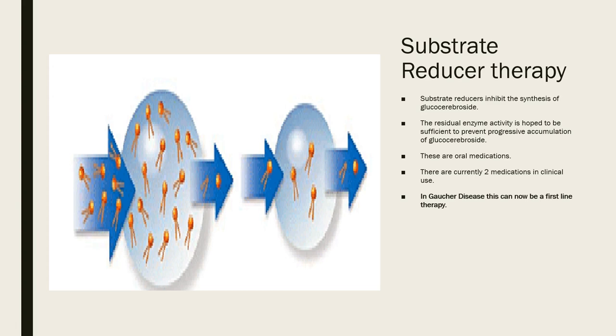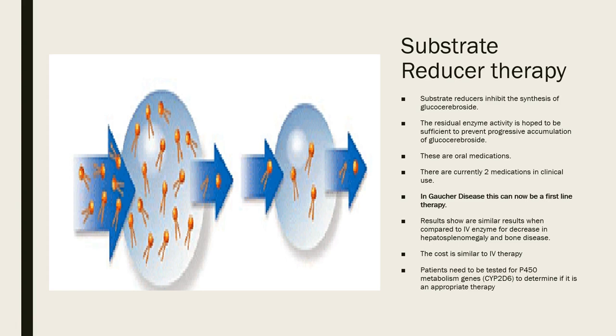So we get to these patients before they have such severe issues that they have to have their spleens out or their livers. Well, you can't really take their liver out. Well, you could if you did a transplant. But anyway, the results are actually very impressive and very similar to that of IV therapy. And for this reason, it's now considered a first-line therapy. Unfortunately, the cost is the same. Drug companies like to make money.